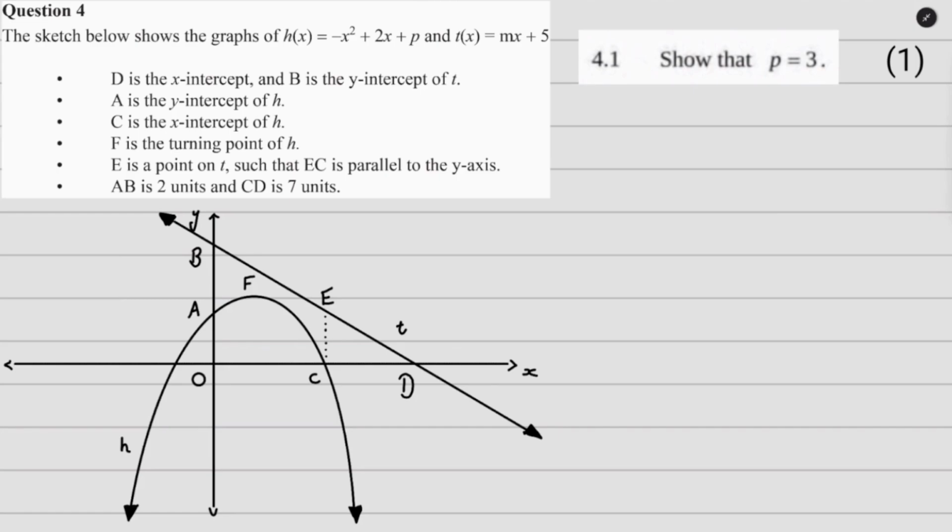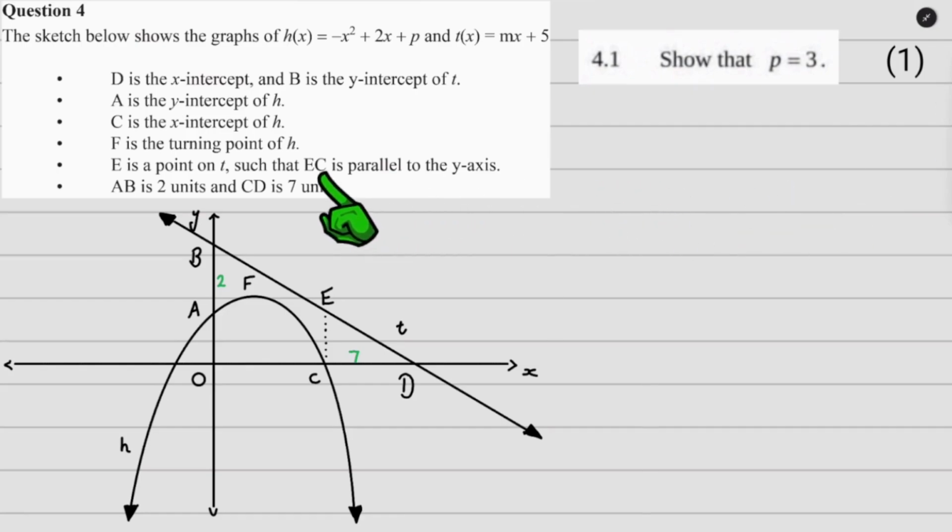Question 4 focuses on functions, and we are given 2 different types of functions. There is a parabola as well as a straight line, which is also known as a linear function. So we've been given a whole bunch of information pertaining to the sketch. If I see numbers or any valuable information, I do want to put it on the sketch. So I see AB is 2 units long. So this line AB is 2 units long. And I also see that CD is 7 units long. So from C to D is 7 units long.